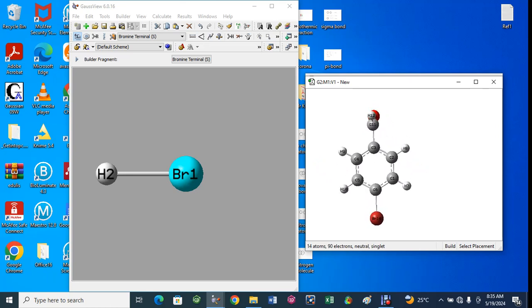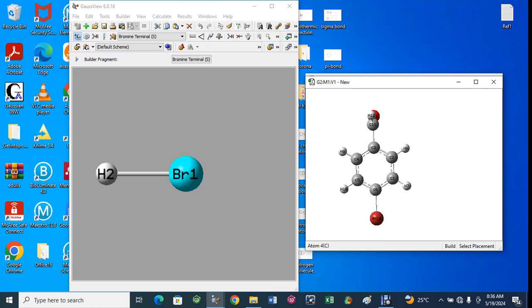You can see we have 14 atoms, 90 electrons, neutral and singlet. It is still in the ground state. So we enumerate the number of atoms we have, plus the hydrogens: 6 plus 4, that is 10. Then plus 1, 11, 12, 13, the oxygen, and then 14. So it's all balanced. 90 electrons.